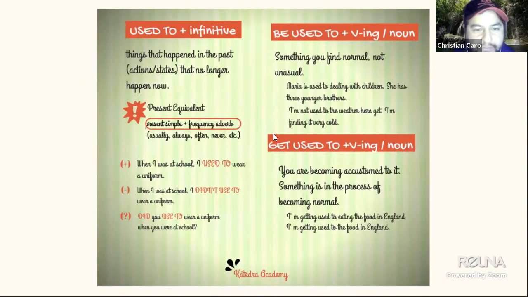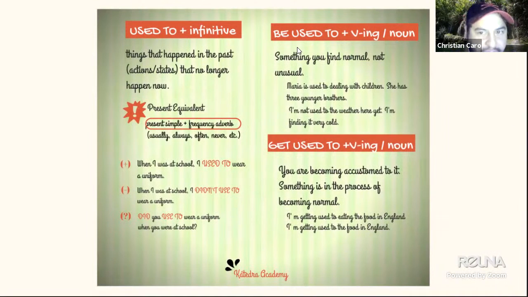So basically, used to plus infinitive is the structure that we use to talk about things that happened in the past and that no longer happen now, or past habits, right? For example, when I was at school, I used to wear a uniform. Entonces yo solía usar, ¿cierto? Vestir un uniforme. Used to plus infinitive, esa es la estructura, ¿cierto? Y ese es el uso, past habits.